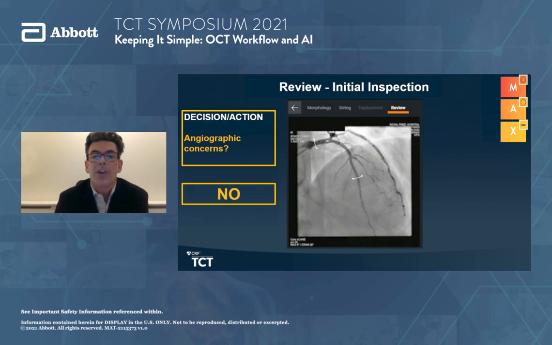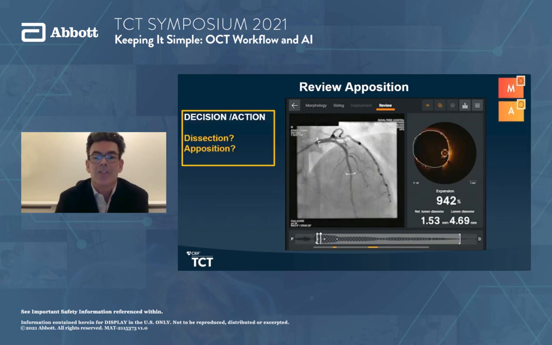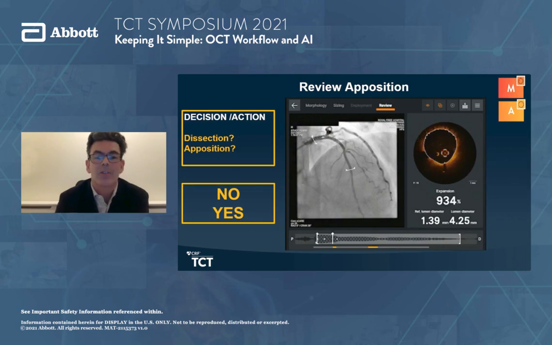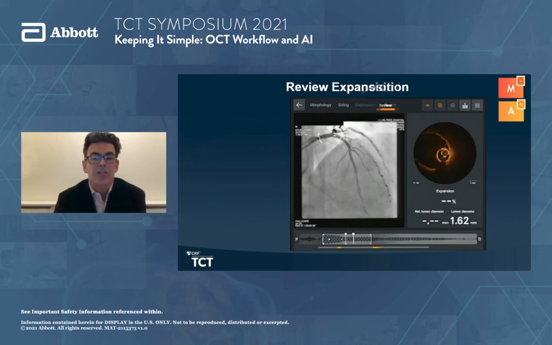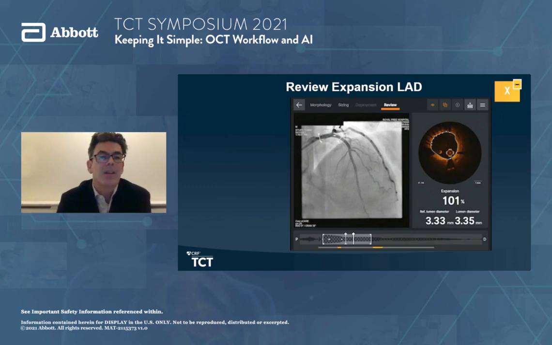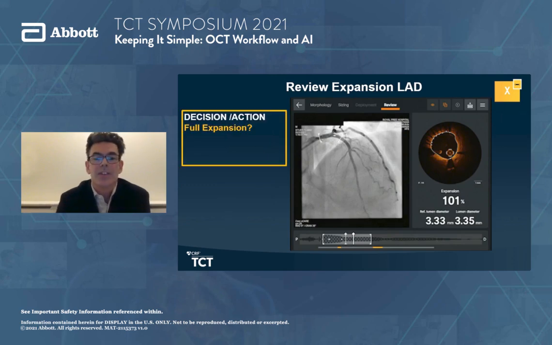So in the workflow, remember, we're looking for medial dissection, apposition, and expansion. There's no dissection, and yes, there is good apposition, very clearly seen as we scroll through. So then we're looking at expansion. Of course, expansion is really the key parameter. Do we have full expansion? Well, in this case, just looking at this proximal segment, we've got 100% expansion.